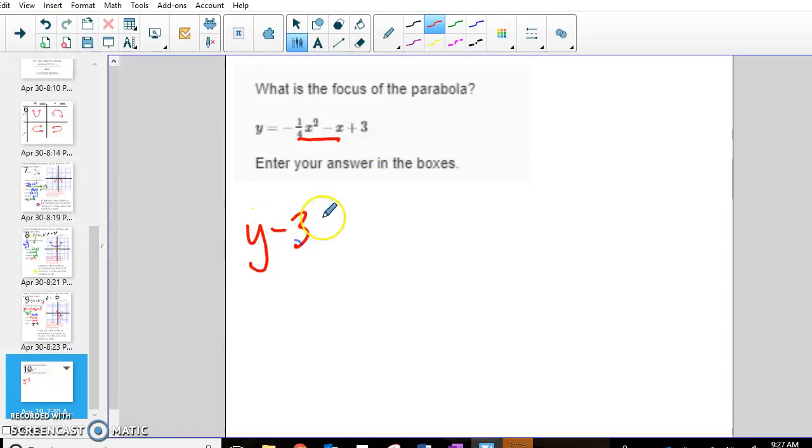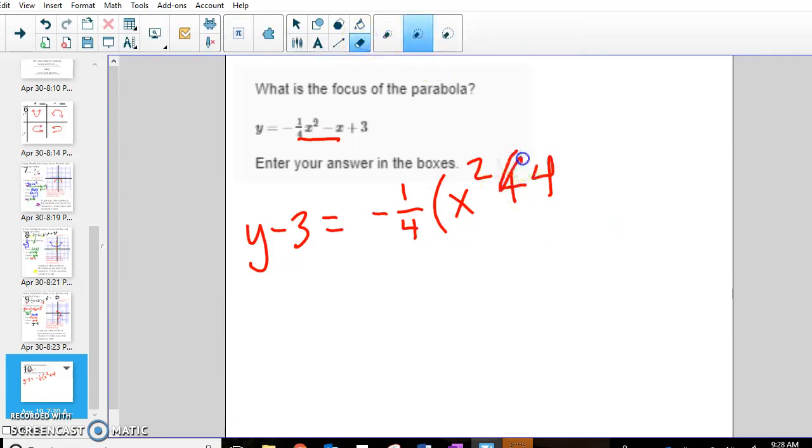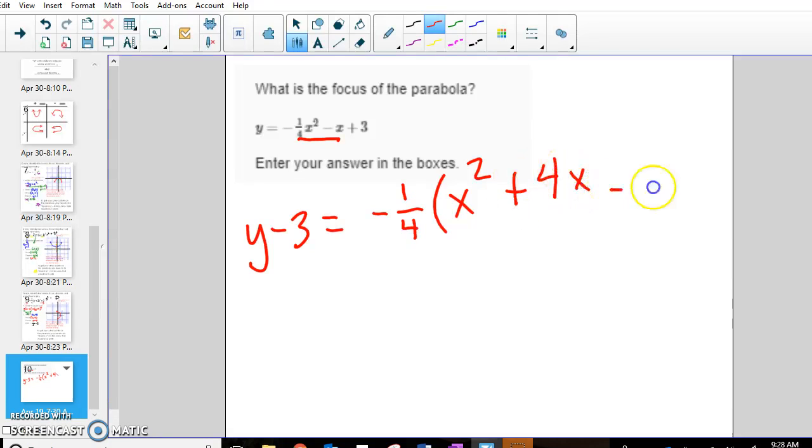other side. I'm going to write y minus 3, and then I'm going to factor out the negative 1/4. We will deal with that later. And then I have to complete the square for this part right here. Sorry, I did this wrong. Let me try again. So if I factor out a negative 1/4 from here, I need this to say plus 4x, because if I were to distribute this back, that's going to give me my negative 1x.